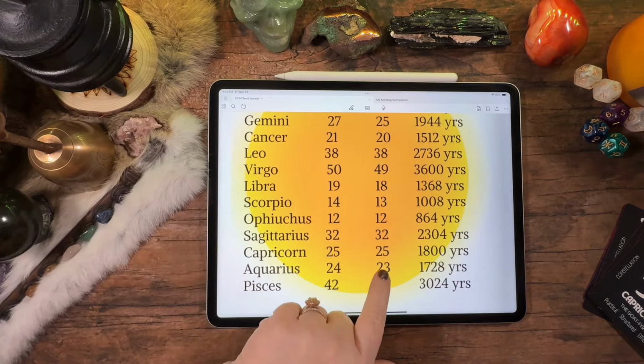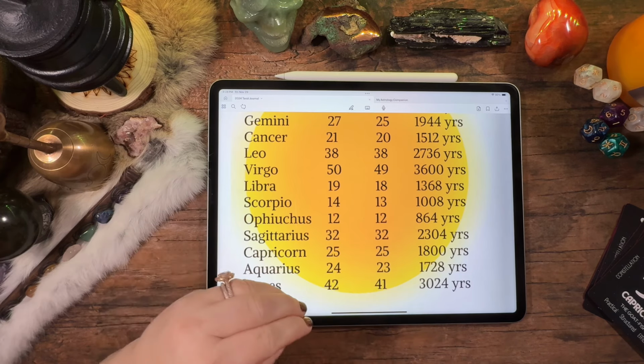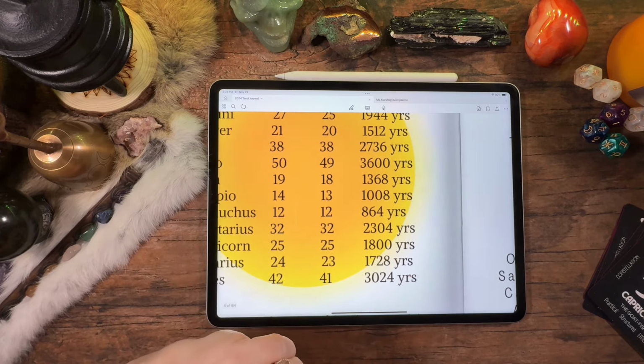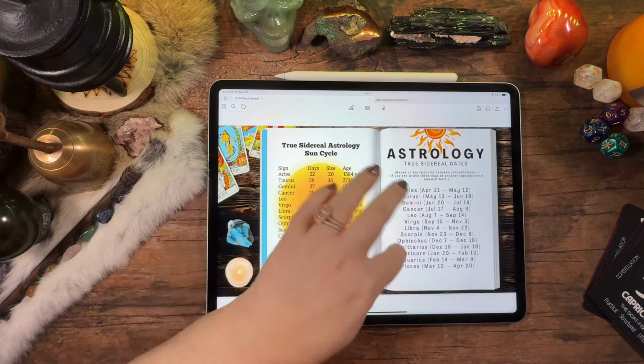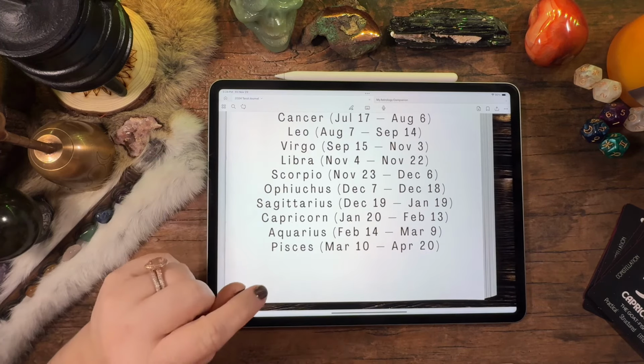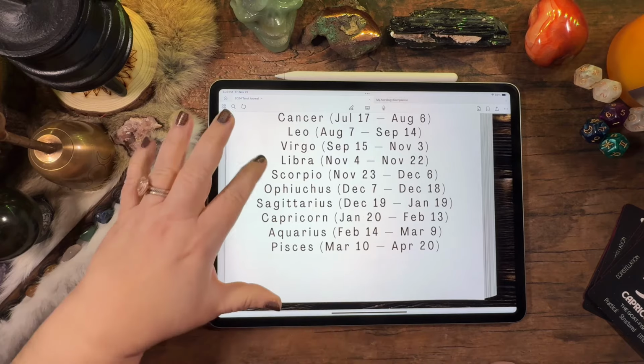Capricorn is 25 degrees in size, and 25 days the sun approximately runs through Capricorn, and an age is roughly 1,800 years. And these are the actual dates based on true sidereal astrology, January 20th to February 13th. You are a Capricorn.